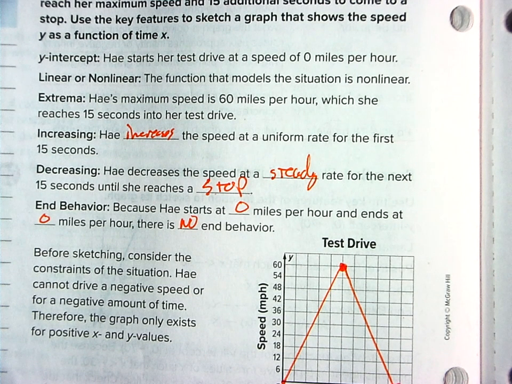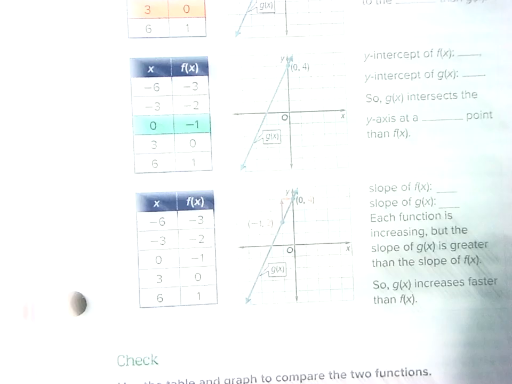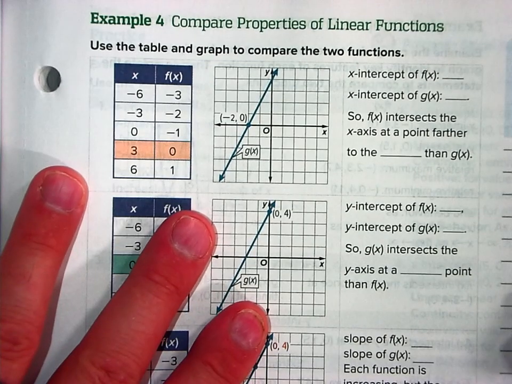Questions, comments, concerns? No? All right, let's look at example 4 then. Isn't this much better than handwriting every single part of this? That's what I was thinking too.